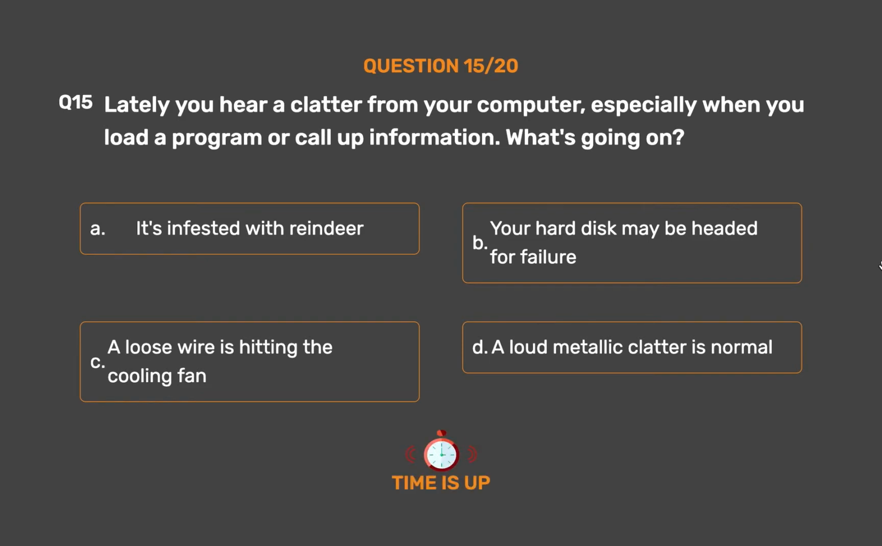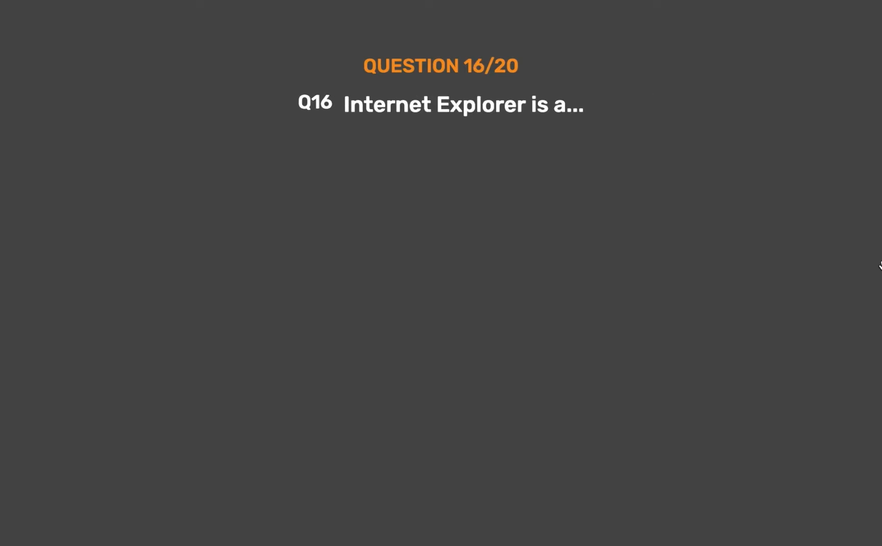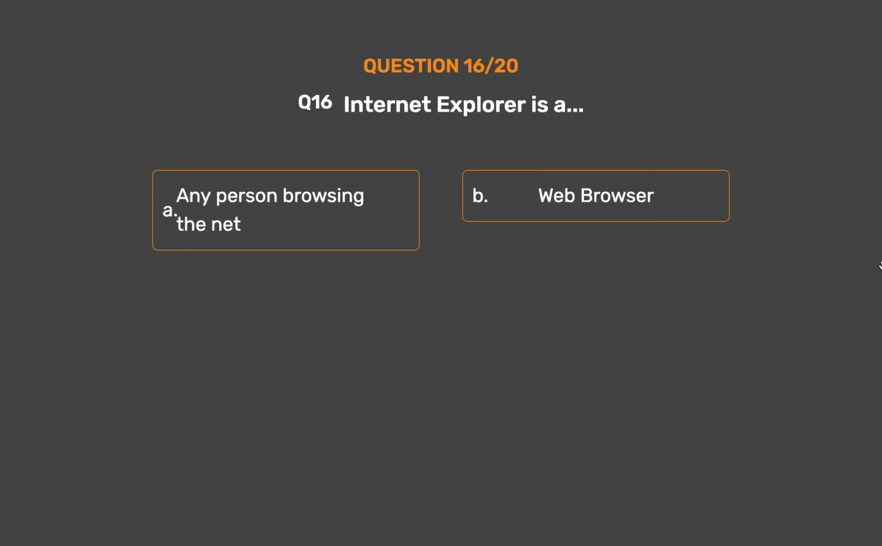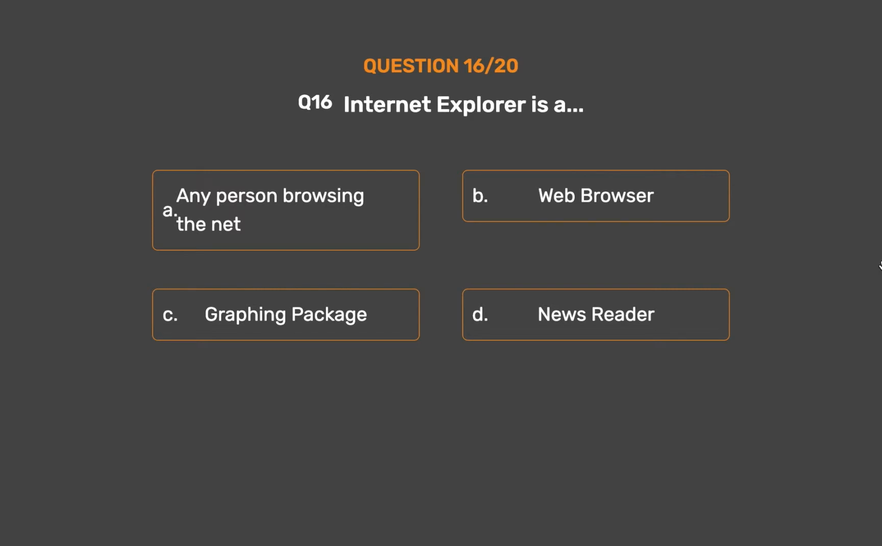The correct answer is Option B. Your hard disk may be headed for failure. Question number 16. Internet Explorer is. Option A. Any person browsing the net. Option B. Web browser. Option C. Graphing package. Option D. Newsreader.